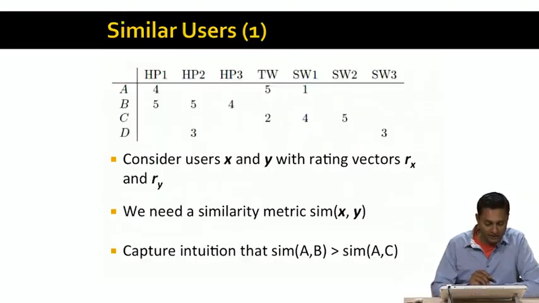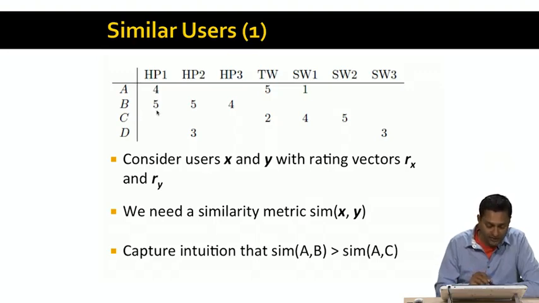So here's a simple example with 4 users, A, B, C, and D, and a bunch of movies. HP1 stands for Harry Potter 1, HP2 stands for Harry Potter 2, and so on. And you can imagine whatever names you want for the other movies. SW stands for Star Wars. So, for example, user A has rated 3 movies, Harry Potter 1, Twilight, and Star Wars 1. And he's given the ratings 4, 5, and 1 to these movies. Imagine we are rating on a scale from 0 to 5 stars here.